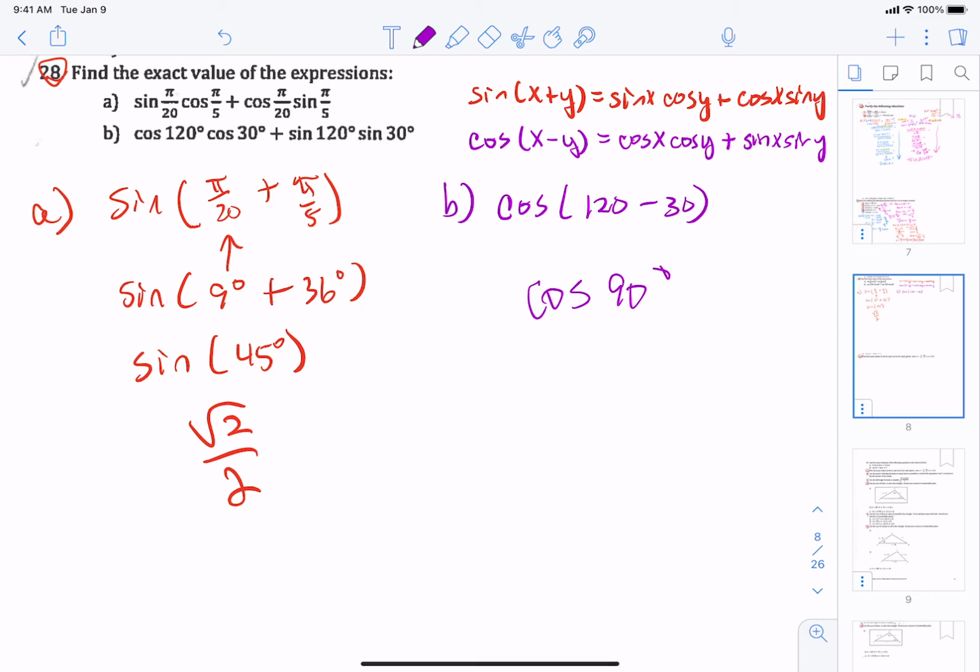Think about the point on the unit circle up at 90. That's the point 0, 1. So the cosine is 0. So those aren't so horrible. They're pretty straightforward. Any questions about 28? So if you see something following those patterns, look on the board. Use that formula, undo it, you'll be fine.